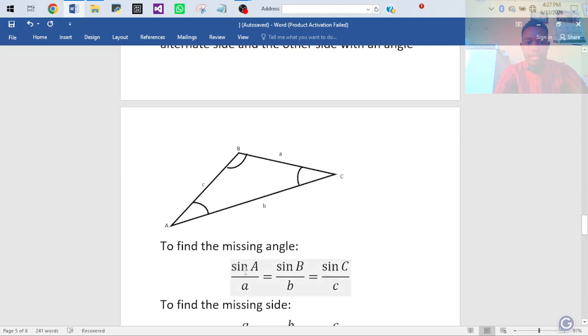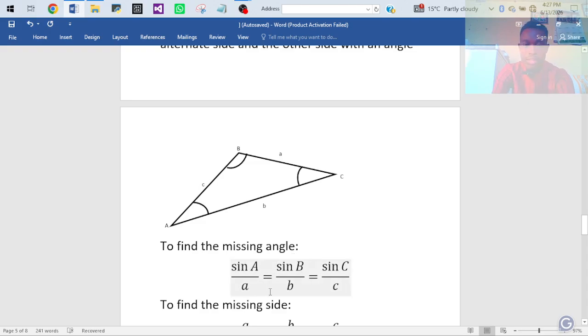You say sine A over A equals sine B over B equals sine C over C. So this one, sine A, is an angle. So in this case, our A here is an angle here. So it's sine of the angle on this A. So that small letter a is the side. So when we are finding an angle, we put the angle on top: angle over side, angle over side, angle over side.